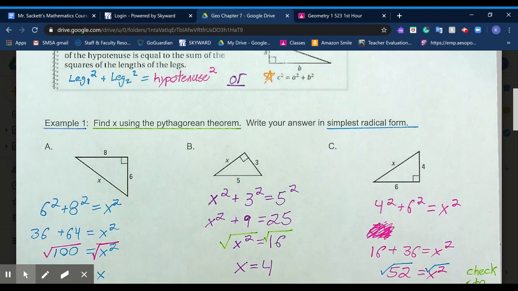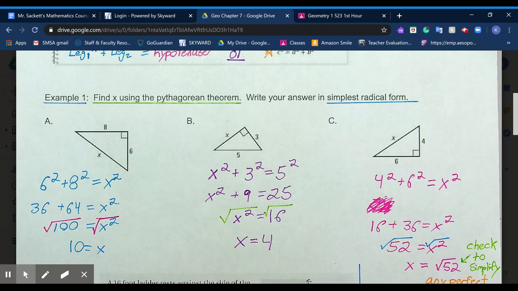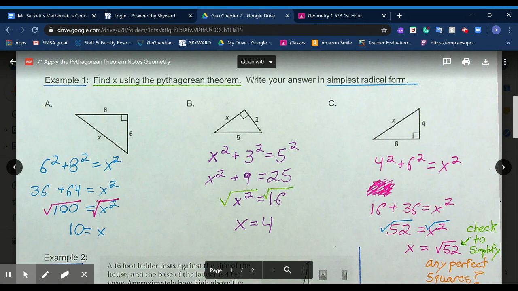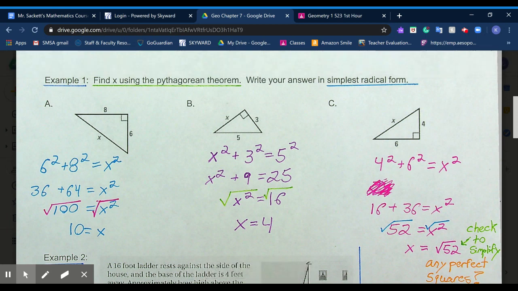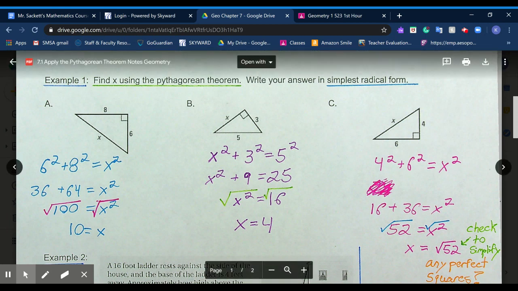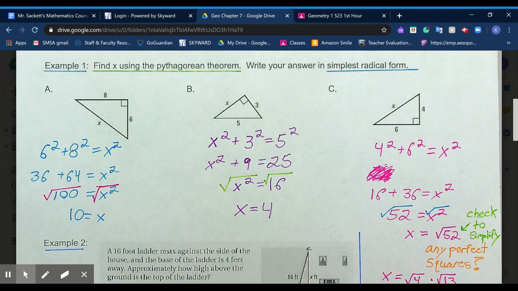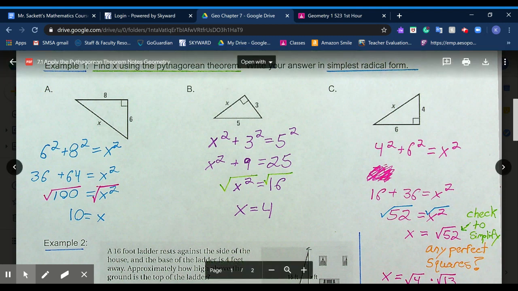As we look at these, finding x using the Pythagorean theorem. In example A, they gave us the sides 8, 6, and x being the hypotenuse. 8 and 6 are the two legs. So my setup would be 6 squared plus 8 squared equals x squared. 6 squared is 36, 8 squared is 64, equals x squared. 36 plus 64 is 100 equals x squared. Then to solve for x, to get rid of the squared, we would have to do the square root of both sides. So x would equal 10.